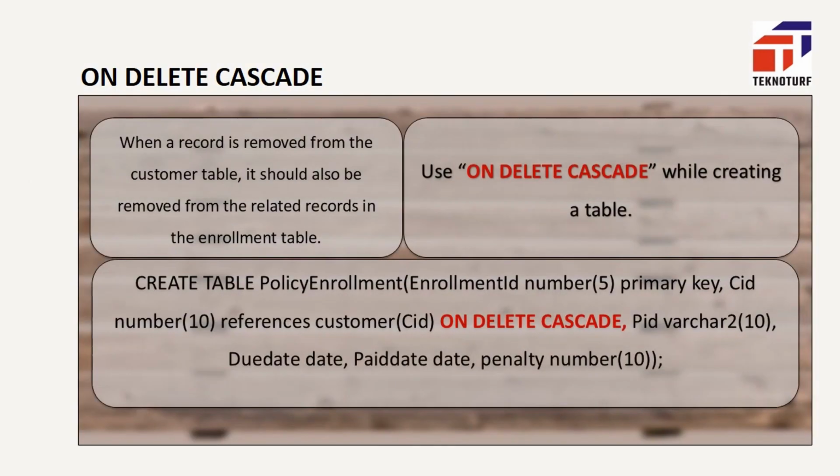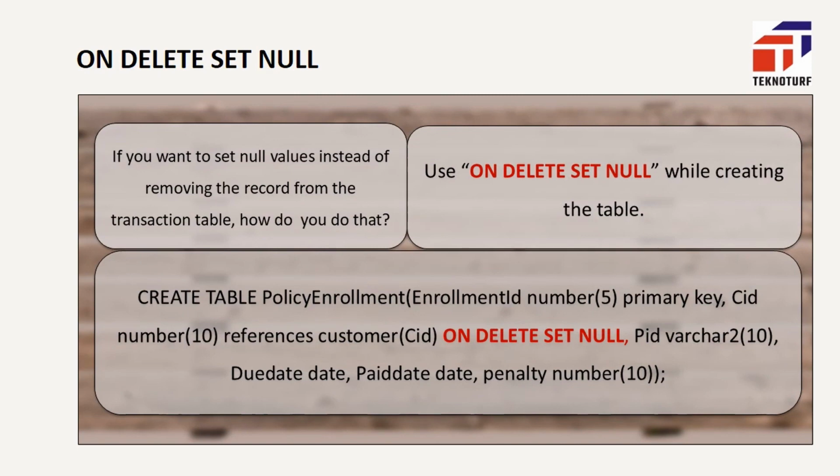When a record is removed from the customer table, it should also be removed from the related records in the enrollment table. To achieve this, we can use on delete cascade while creating a table. Here is an example of how to use on delete cascade while creating the table. If you want to set null values instead of removing the record from the transaction table, how do you do that? To achieve this, we can use on delete set null while creating a table. Here is an example of how to use on delete set null while creating the table.